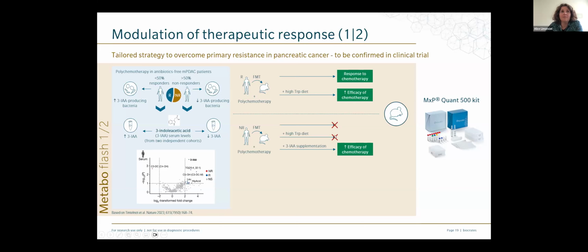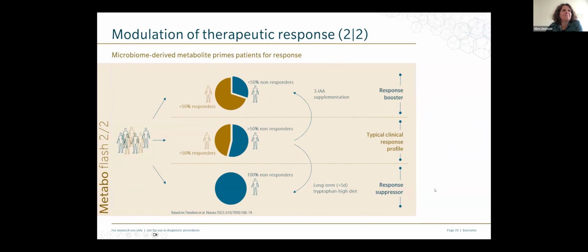The tryptophan diet did not help them, but what did help them was to supplement them directly with the microbial metabolite. There is some logic to this. If you don't have the bacteria to transform the tryptophan into 3-IAA, it makes sense that tryptophan doesn't help you. And so now the next step is to confirm this in a clinical trial in humans. We will see how that turns out.